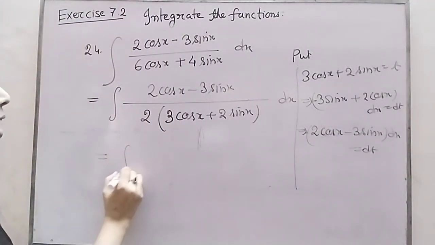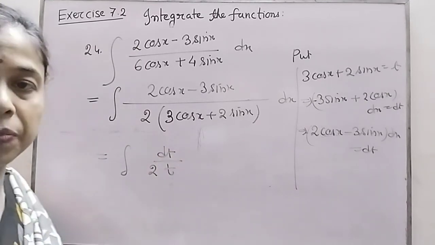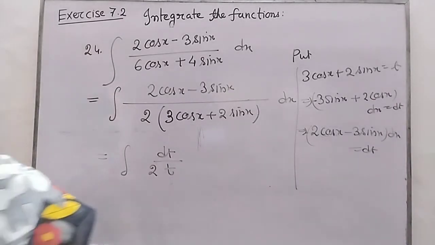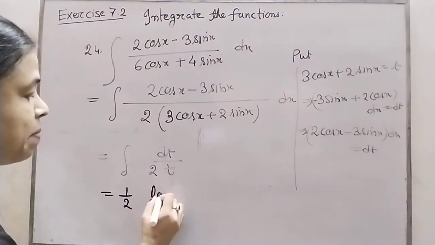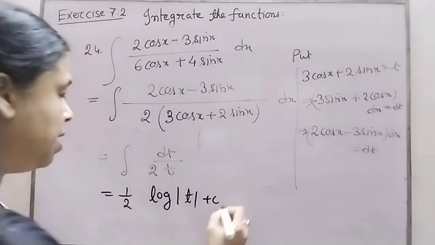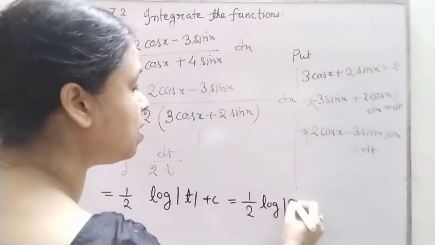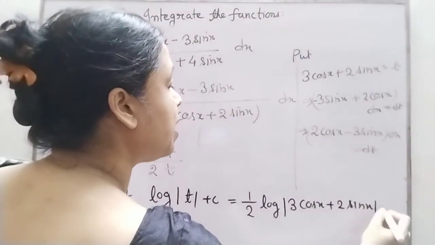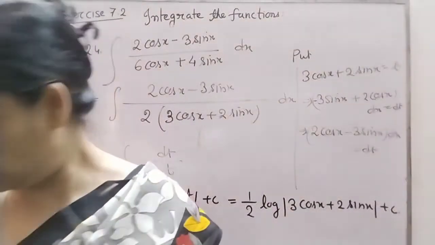Let us substitute here. In the numerator, I can write dt. In the denominator, what is there? 2t. 2 is there, because 2 is a constant. In the next step, I can take it common out of this integral sign. That is half. What is the integral of dt by t? It's log of modulus of t plus c. Now I just put the value of t back. Log of t means what? Half log of modulus of 3 cos x plus 2 sin x plus c. So this completes the solution.